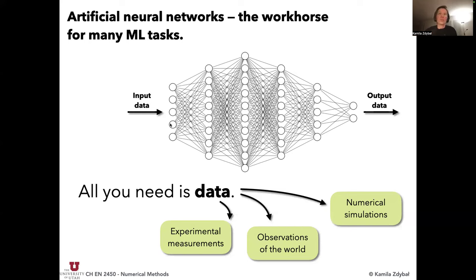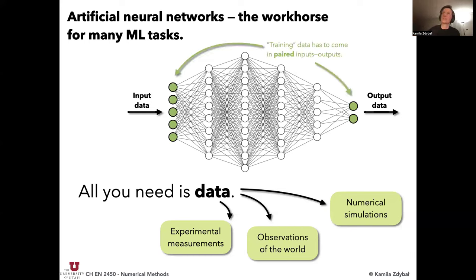And there are these two special layers in a neural network. The first one is the input layer, where you pass the input data. And the last layer is called the output layer, where you have your output data. Now, the data set that you use to train these networks always has to come in a paired input-output data set. So for every input, you have to have the corresponding output.